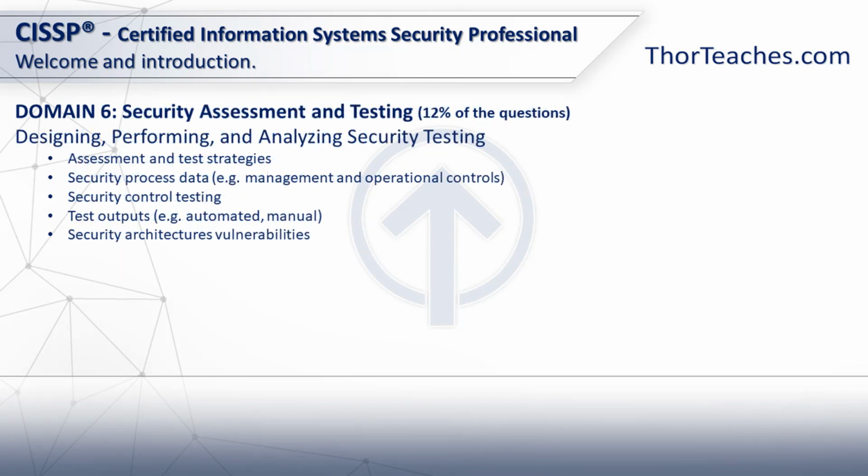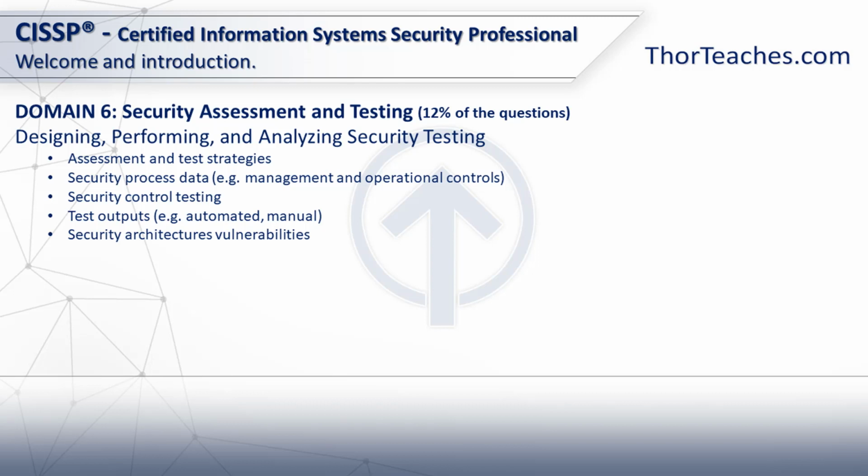Domain 6, Security Assessment and Testing, makes up 12% of the weighted questions on the exam. This is where we test, are we actually as secure as we think we are and should be? In most cases, the answer is no. We do look at how we do the assessments, how we do the testing. This is where we do penetration testing. We hire someone from the outside to try to attack our network, see how far they can get.